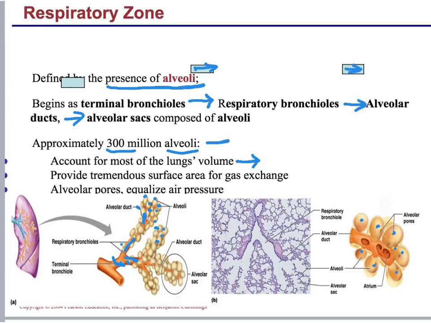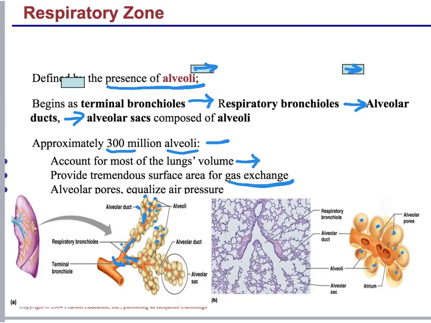Now, for these 300 million alveoli, I have seen estimates of a surface area from about half of a volleyball court to a tennis court to a football field that allows for the gas exchange. So this is a tremendous amount of surface area for gas exchange.